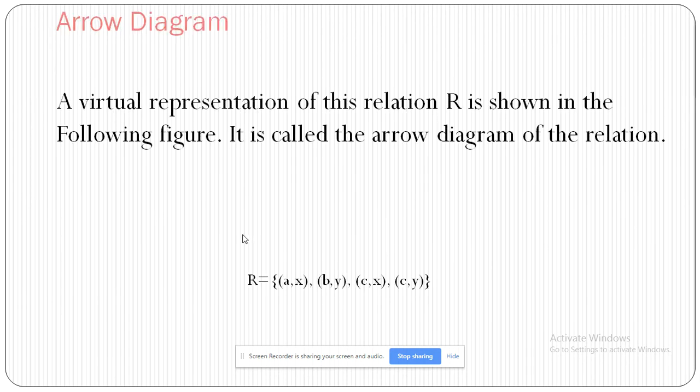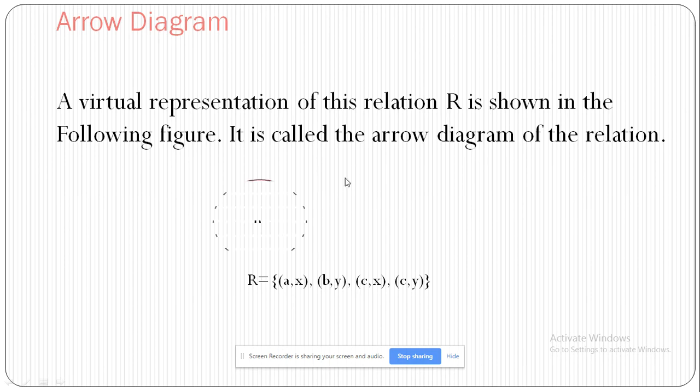Now any relation from one set to another can be expressed in a diagram. That diagrammatic representation of a relation from a set A to another set B is called an arrow diagram. A visual representation of the relation R that we defined in the earlier slide is shown in the following figure. It is called the arrow diagram of the relation.